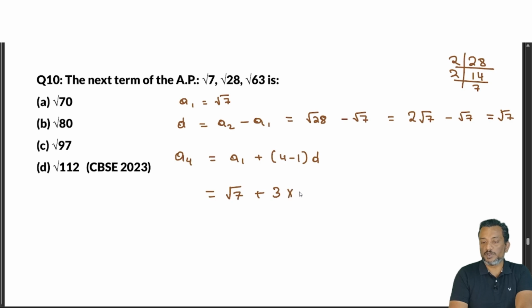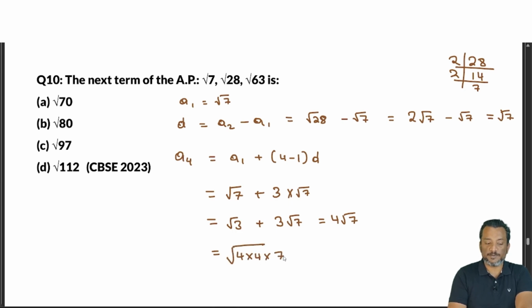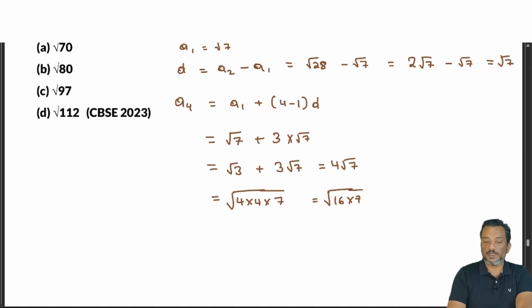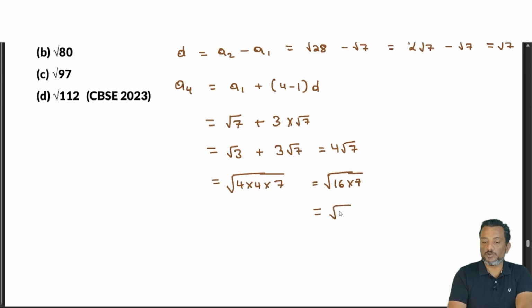So 3 times root 7. So how much will you get here? Root 7 plus 3 times root 7, which means you will get 4 root 7. So you have got 4 inside a square root: 4 root 7 is the square root of 16 times 7. So 16 times 7 you will get how much? 112. So square root 112. So option D. Hope it's clear.